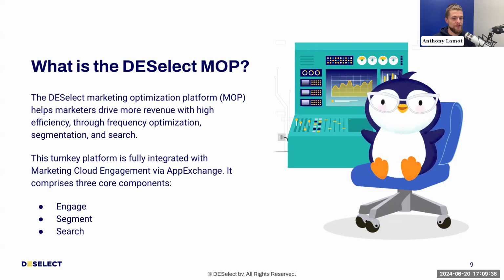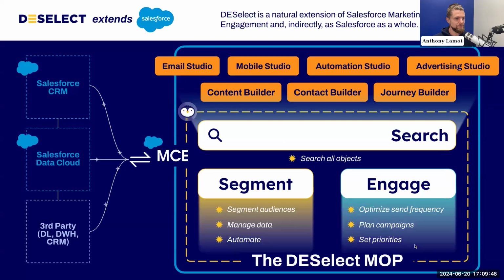Search is the product I'm going to be talking the least about today, but just so you know, it's a free search bar that works in Marketing Cloud Engagement. You can get it off AppExchange. So if you don't have it yet, it's probably a good time to run off and go get it. But we'll talk a lot more about Engage and Segment today.